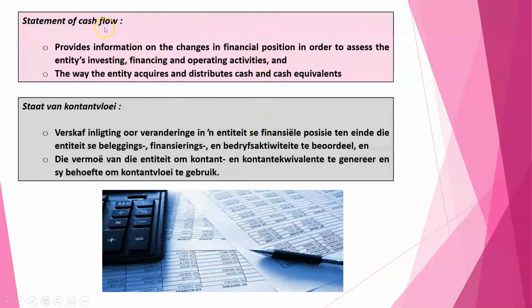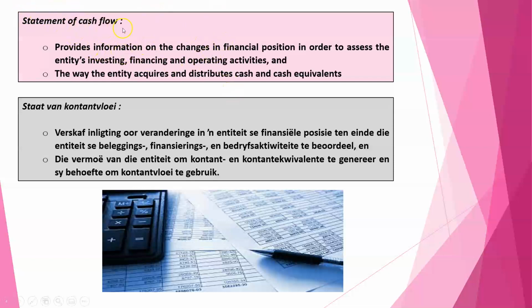Our statement of cash flow. Now that provides information on the changes in the financial position. So that would be the changes that took place in assets from last year to this year, liabilities from last year to this year, and then also in my profitability, in my income statement. What happened there in my operating activities?